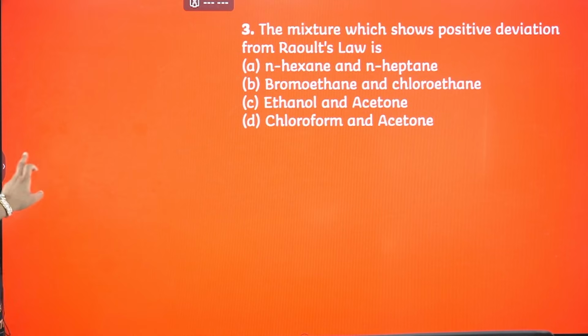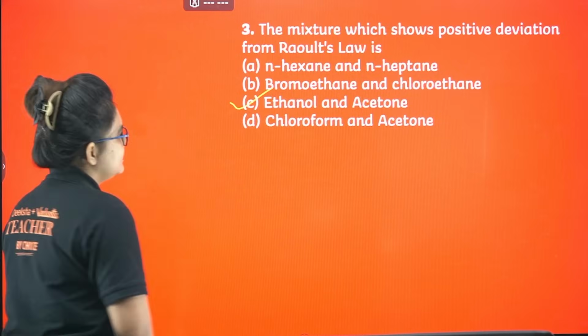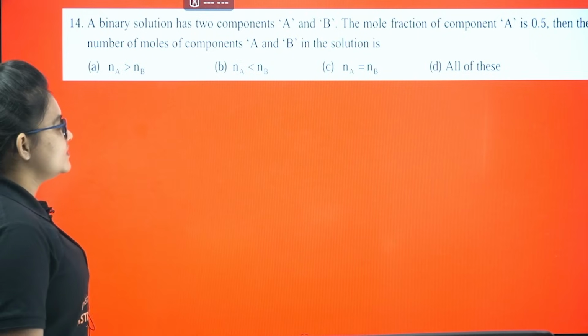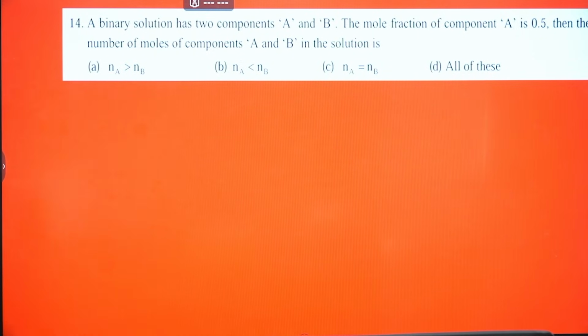Let's proceed. The mixture which shows positive deviation, this thing I discussed multiple times, ethanol and acetone. Let's proceed. A binary solution has 2 components A and B. The mole fraction of component A is 0.5, then the number of moles of component A and B in the solution.